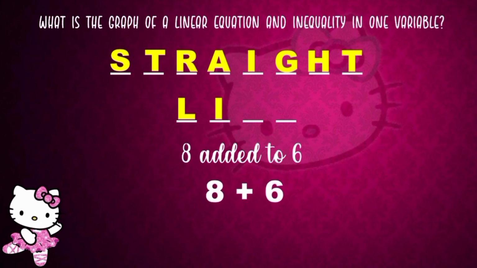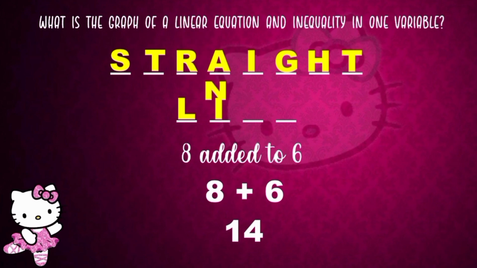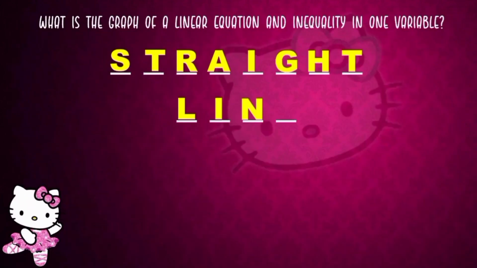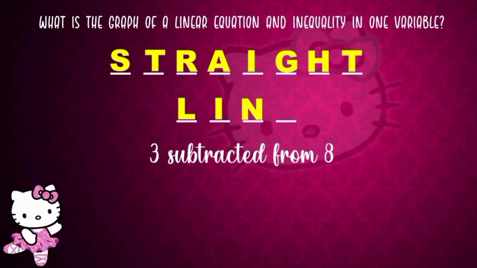We have 8 plus 6 is equal to 14. And the 14th letter in the alphabet is letter N. For our last letter, we have 3 subtracted from 8.